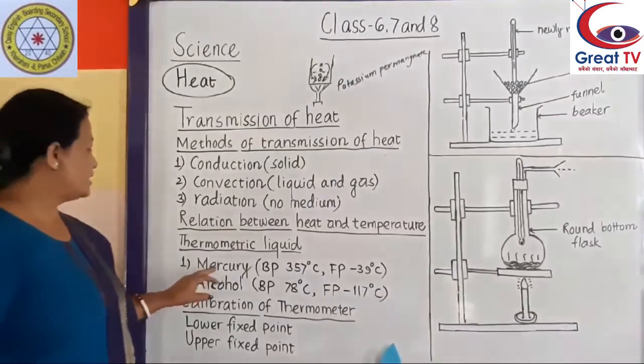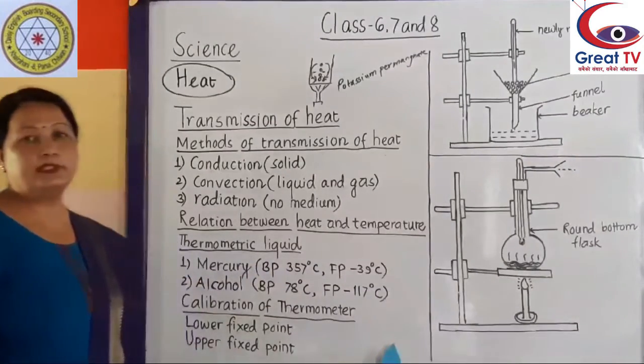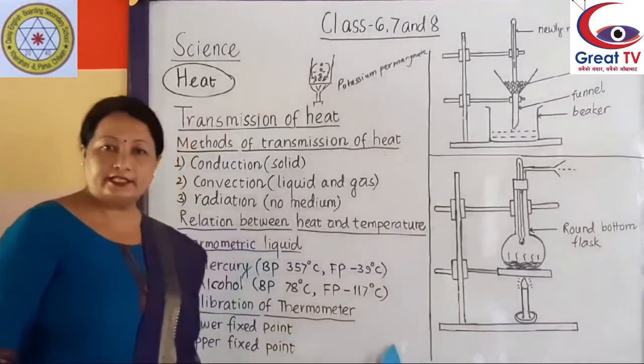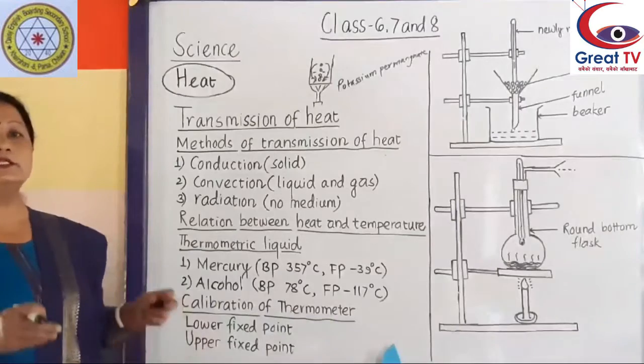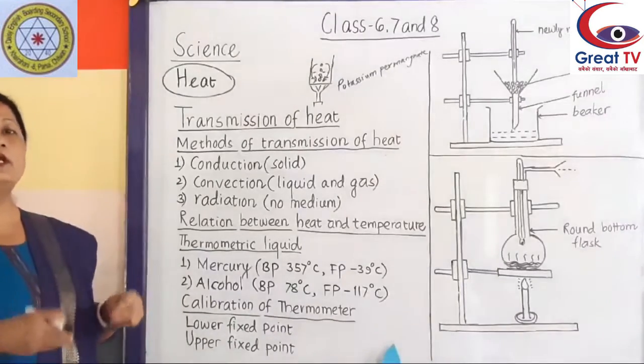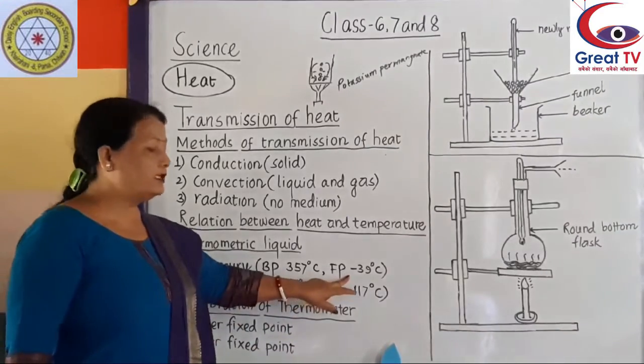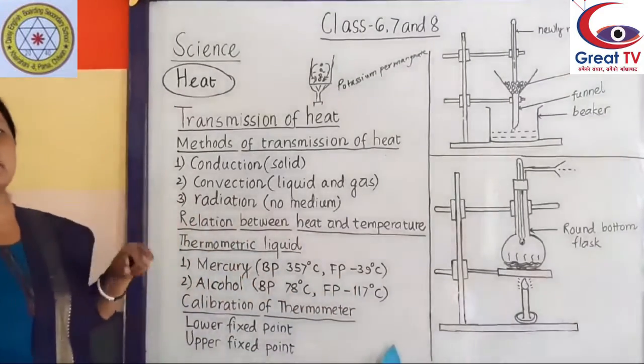Now, disadvantages of using mercury in a thermometer. The freezing point of mercury is -39 degrees Celsius. It means it cannot measure the temperature of a very cold body. And another disadvantage, it is expensive.